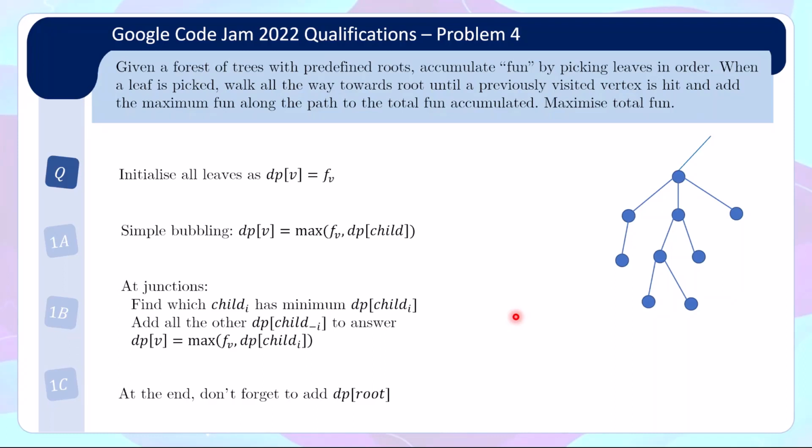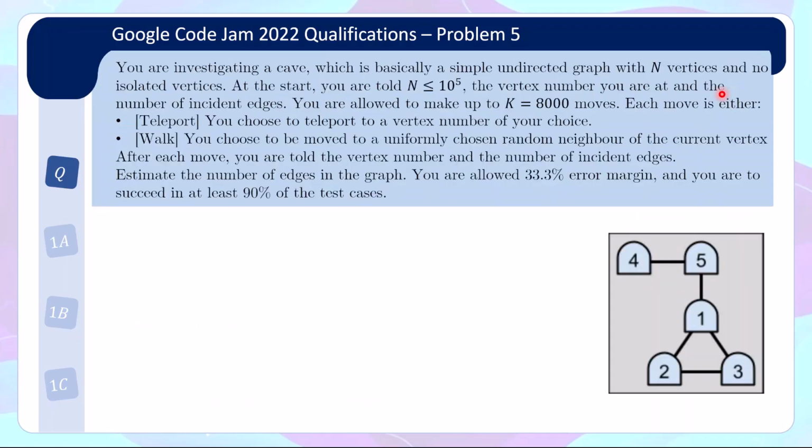Okay, so that is all for problem 4. With this algorithm, it will be an O(N) solution because you are basically traversing along each edge once to bubble up all the values. Okay, so that's all for problem 4. Let's take a look at problem 5.